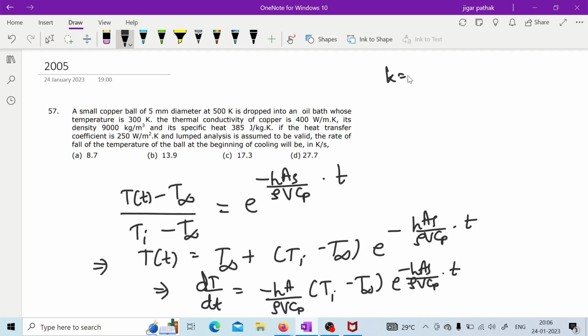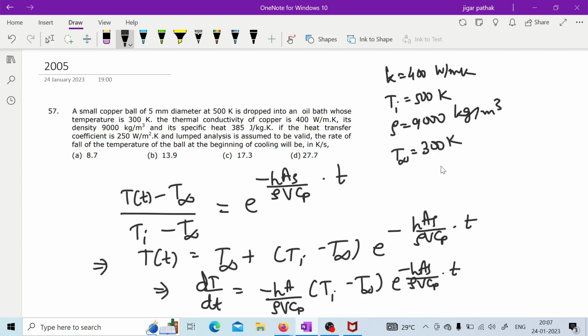You can have the data. If you write the data, k is given as 400 watt per meter Kelvin. Then Ti is 500 Kelvin. Rho is 9000 kg per meter cube. And T infinity is 300 Kelvin. The cp is 385 joule per kg Kelvin, and h is also given as 250 watt per meter square Kelvin.